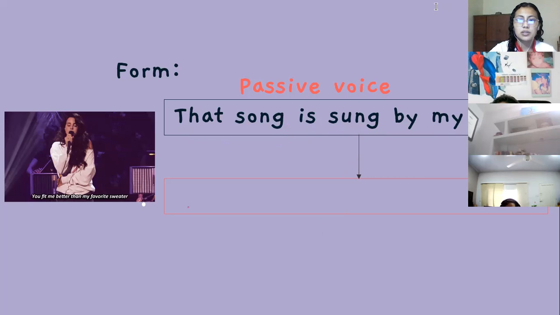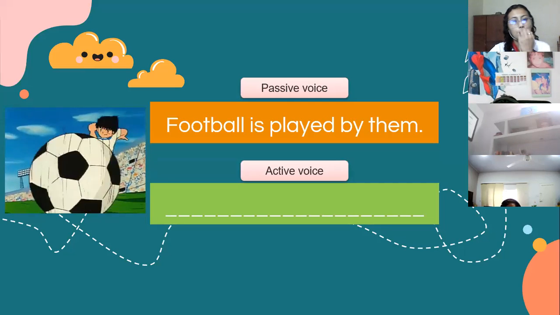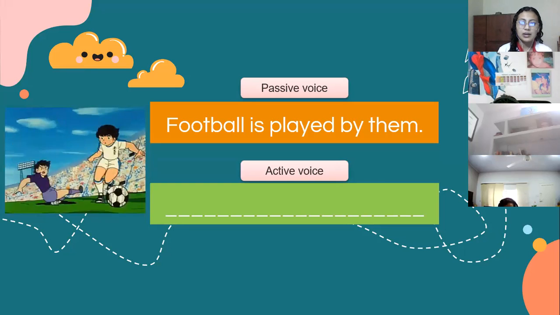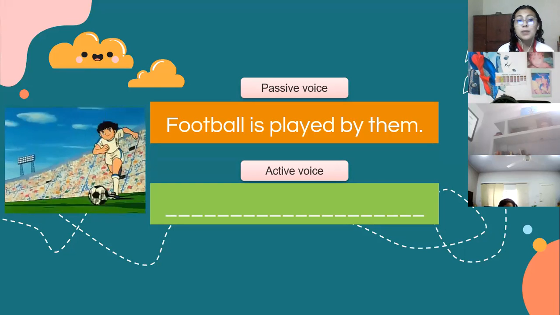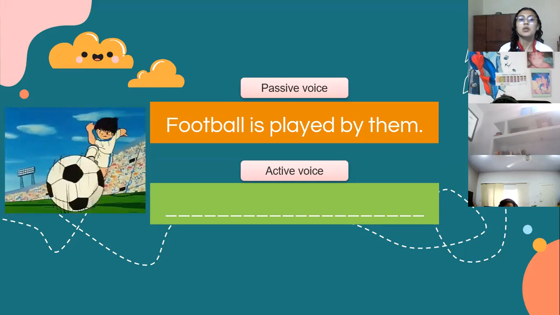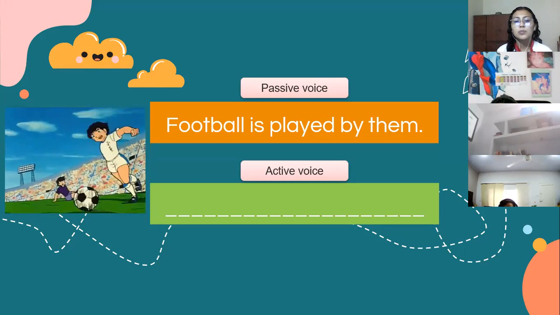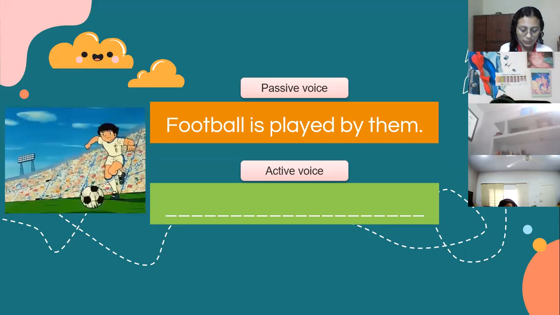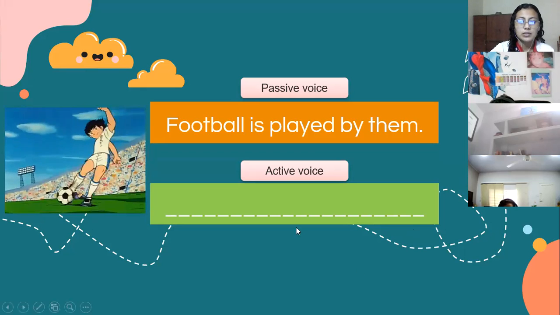Do you have any question? Let's continue working. I know that this could be a little bit difficult, so let's continue. So here, you have another passive voice sentence that we must pass into active voice. So football is played by them. What is happening here? Them is replacing what? What subject?